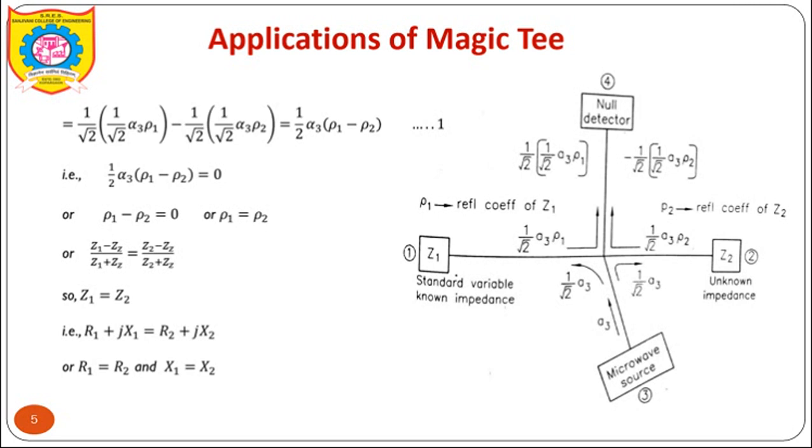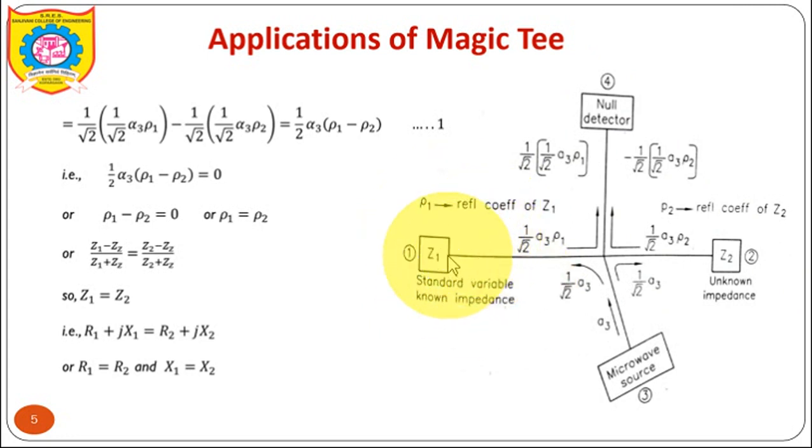So the first application is the measurement of impedance, where a magic T is used in the form of a bridge, as shown in the figure. The microwave source is connected at arm number 3 and the null detector is connected to arm number 4. The unknown impedance is connected to arm number 2, that is port 2, and the standard variable impedance is connected to port number 1.